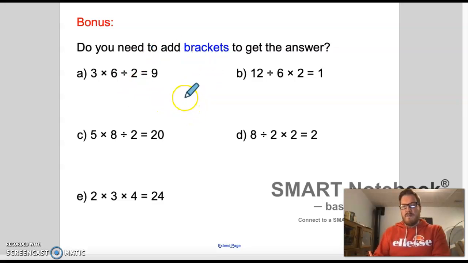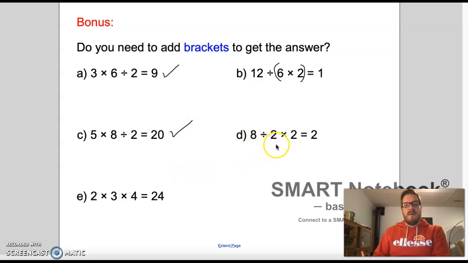Again, a similar kind of question with addition and subtraction. Do we need to add brackets anywhere? 3 times 6 is 18, divided by 2 does equal 9, so we don't need brackets there. 12 divided by 6 is 2, times 2 is not 1, but if I put brackets here, this ends up being 12 divided by, and because I have to do the bracket first, this becomes 12, so it's 12 divided by 12, which does equal 1. 5 times 8 is 40, divided by 2 is 20, so I don't need brackets there.